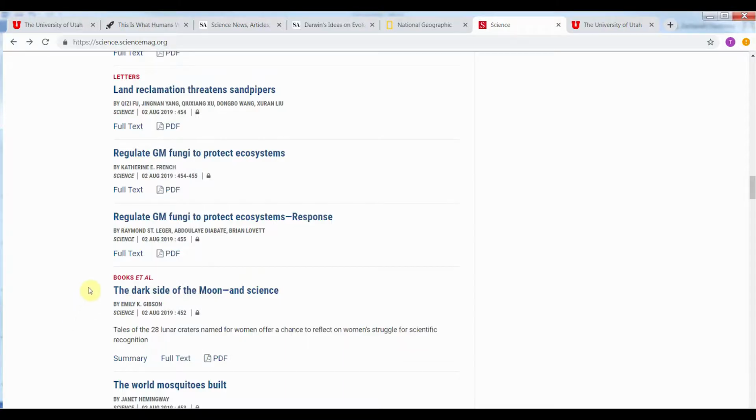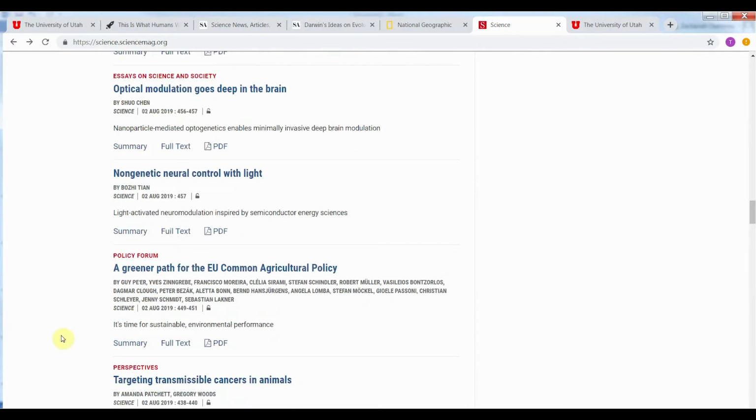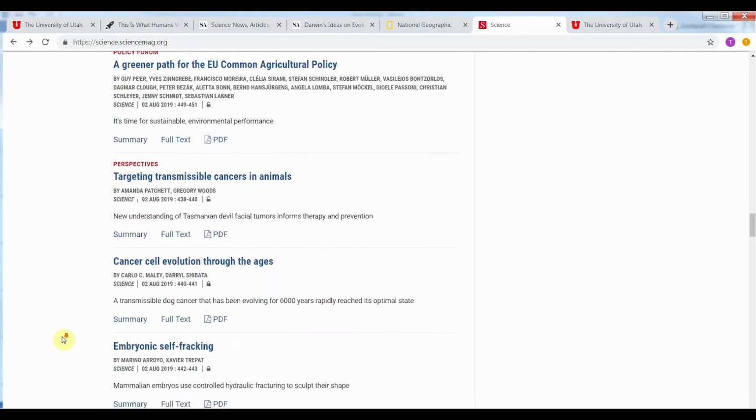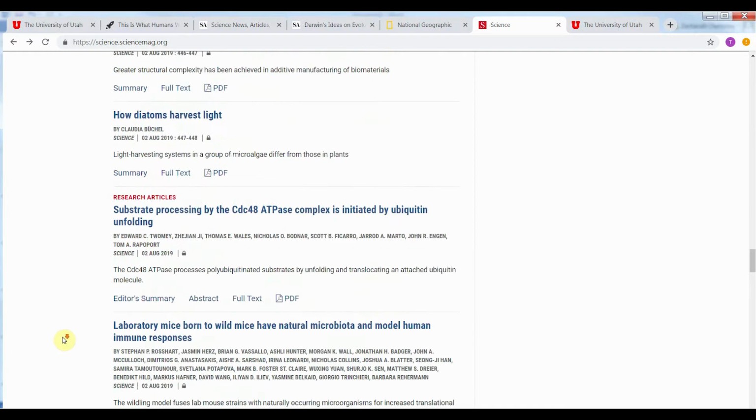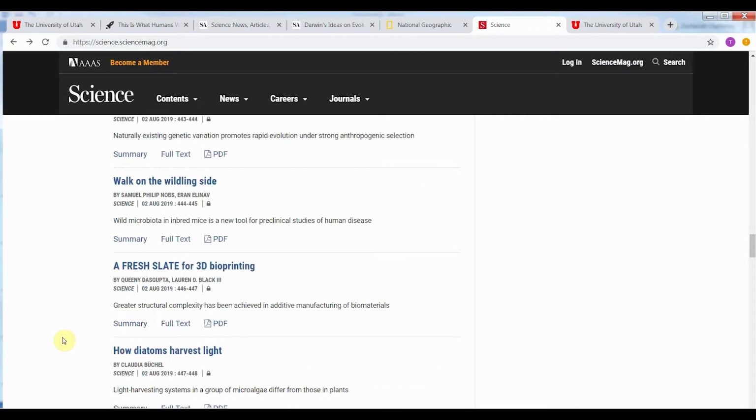We have a book review section with Dark Side of the Moon and Science, The World Mosquitoes Built, and these are news stories very much in the vein of what you would find in Scientific American. There is a change, though. It's going to be coming up right here. So just for contrast, consider these two titles.